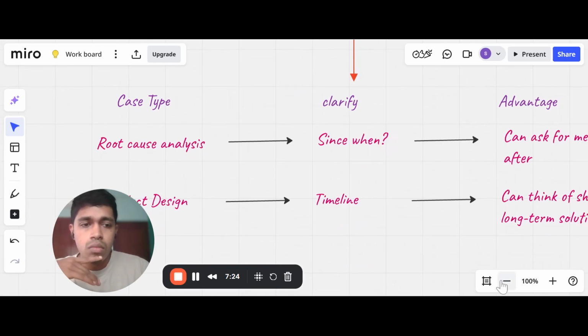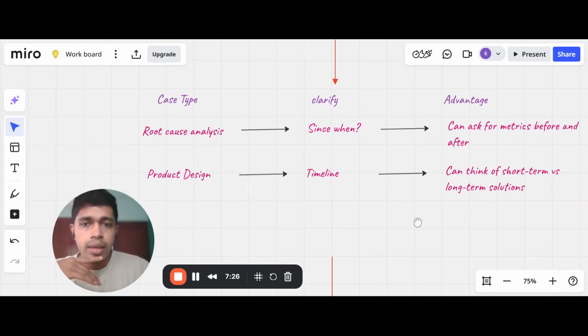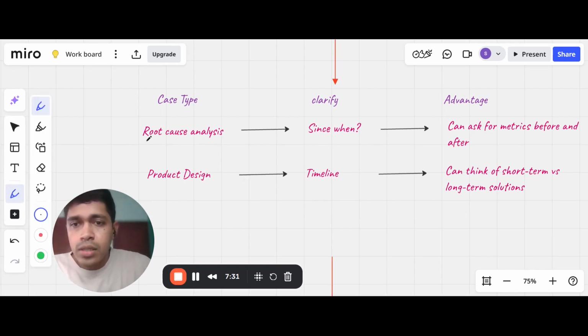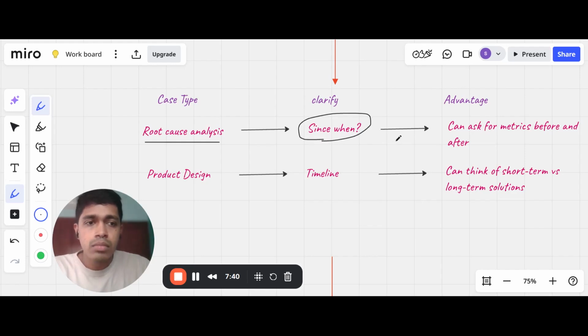So let's look at two type of cases. One is root cause analysis, like I just mentioned. I usually ask, since when did we start seeing the problem? I try to clarify that part, usually for a root cause analysis problem, because the advantage of that question itself is I can then ask for metrics. What was the numbers looking like before this happened and after this happened?